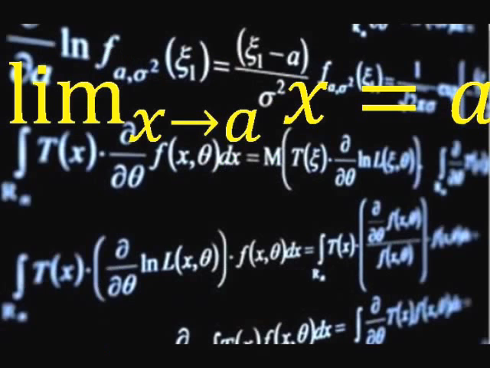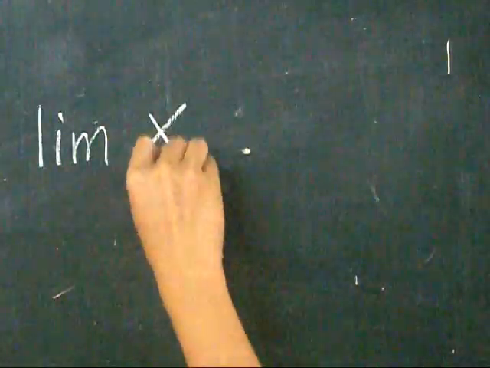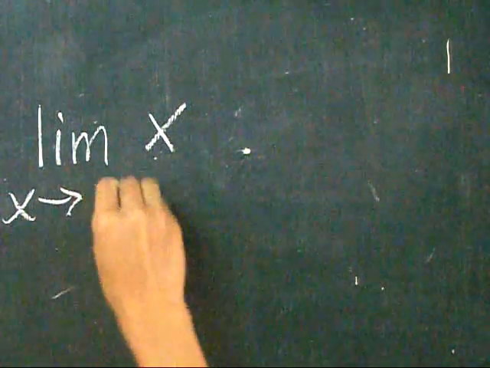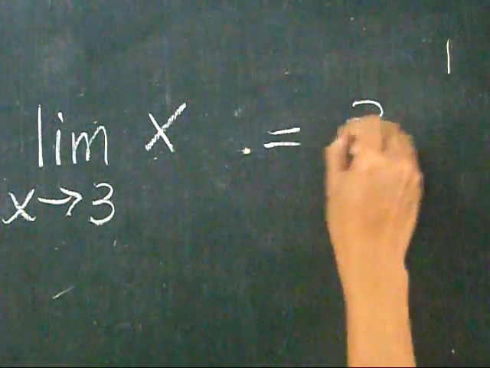Theorem 3. Limit of the identity function. The limit of x as x approaches a is equal to a. The limit of x as x approaches 3 is equal to 3.